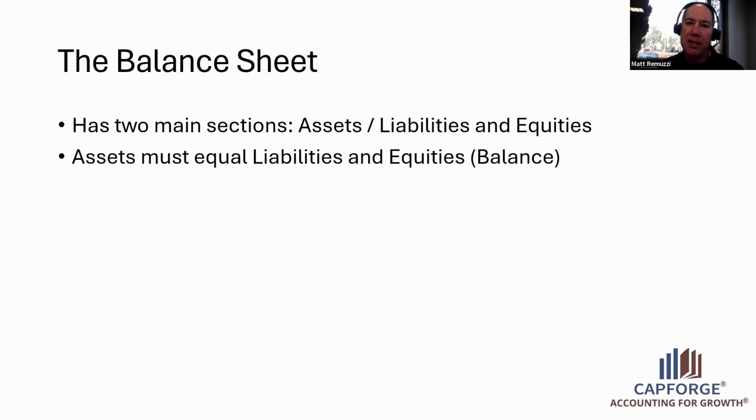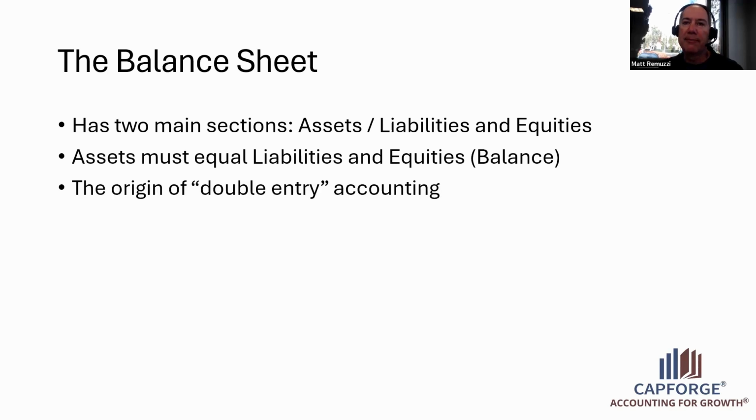If they're not, something is fundamentally broken in the accounting. And this is the origin of double entry accounting. Every time you make one entry, you have to make another corresponding entry. If you don't, automatically, things are going to be out of balance. So everything that you enter in accounting has to actually have two entries, two sides to it.